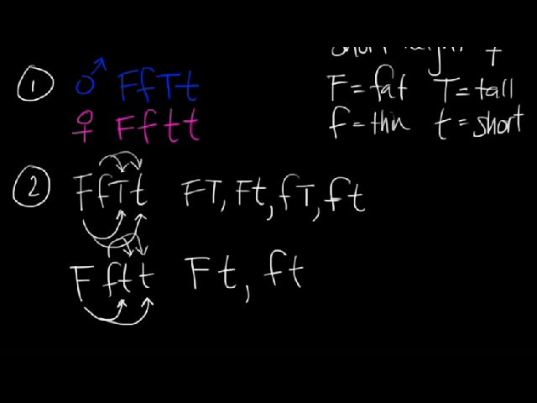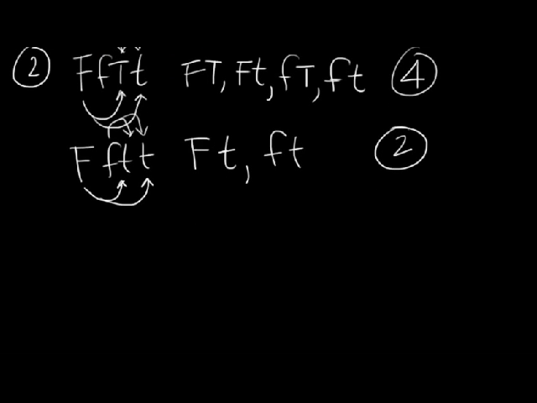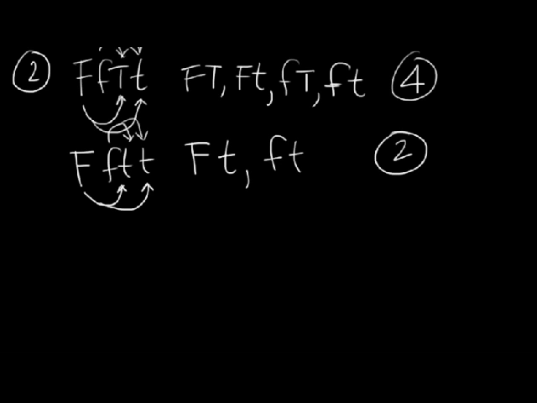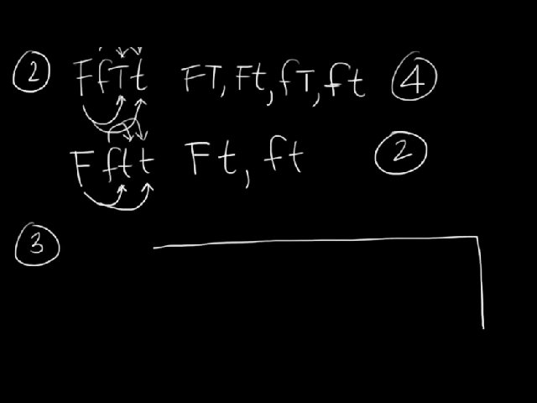Okay. Now, this is different from the last one. Last one we had 2 and 1. This time we had 4 and 2. So our next step is to draw the Punnett square. Now, what does this look like? So on step number 3, this means it's going to be 4 columns and 2 rows.